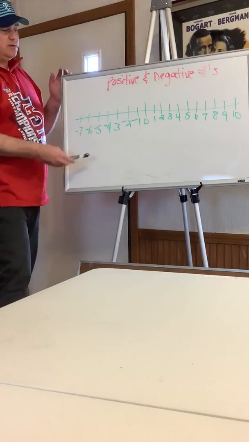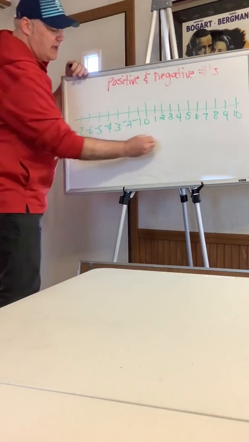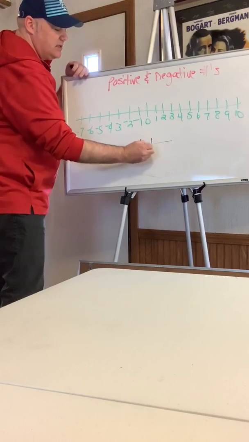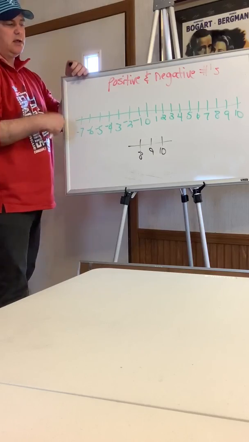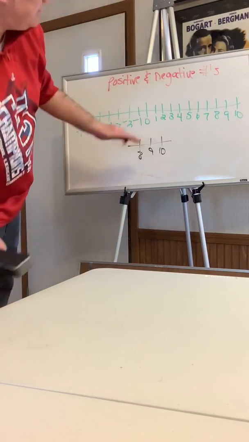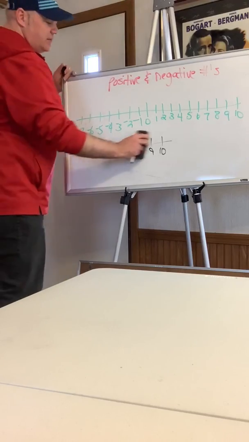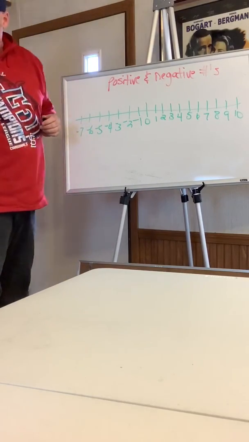Another thing it doesn't have to do is include 0. You could have a number line start at something like 8 and go 9, 10, and go that way. But it is going to go positive that way and negative this way. It does not have to start at 0. It doesn't have to have 0 on it. 0 doesn't have to be in the middle. It doesn't have to be even on both sides, meaning 10 over here and 10 over here.